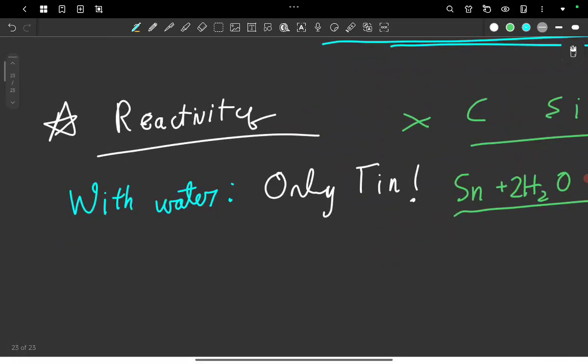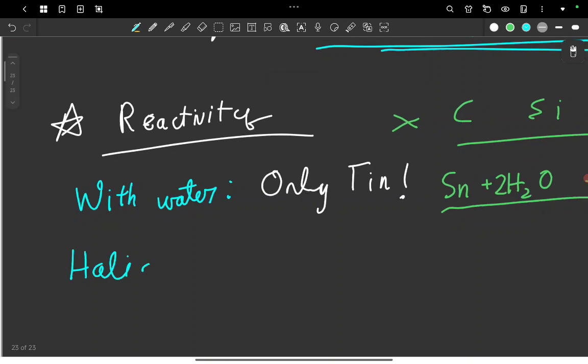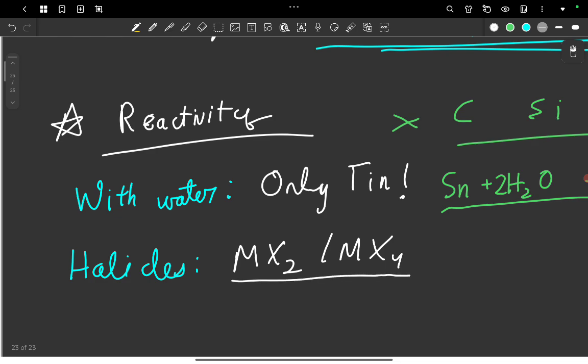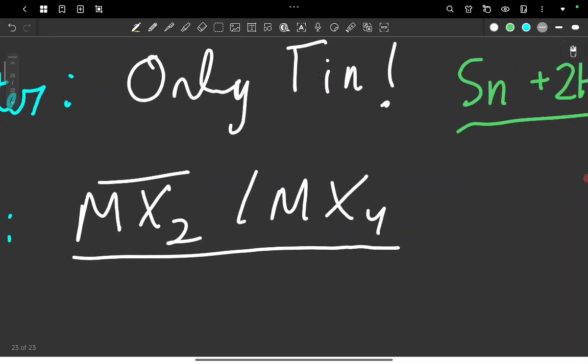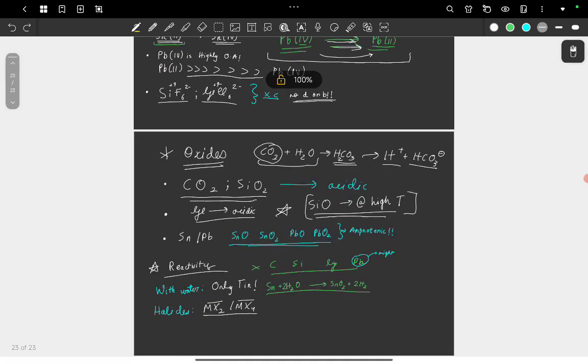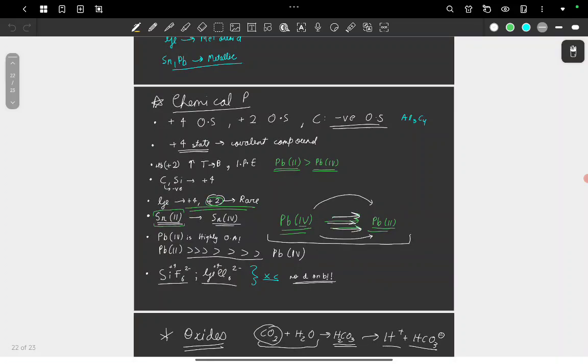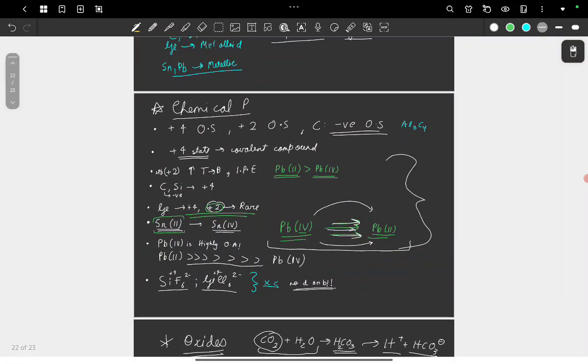How pathetic. Now let's talk about halides. Halides, of course, exist in two forms like MX2 or MX4. Now, the rules of the inert pair effect apply here. If they ask you whether this halide is more stable or this halide is more stable, just look at what kind of element the M is, and therefore you can form your answer based on the inert pair effect that I have explained over here.